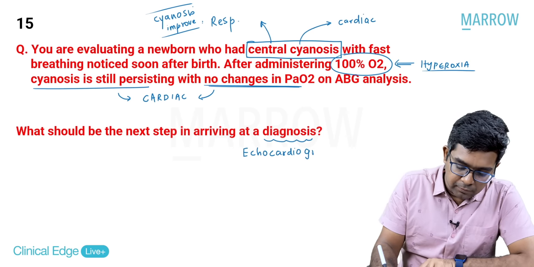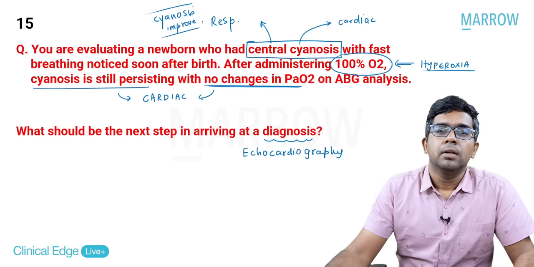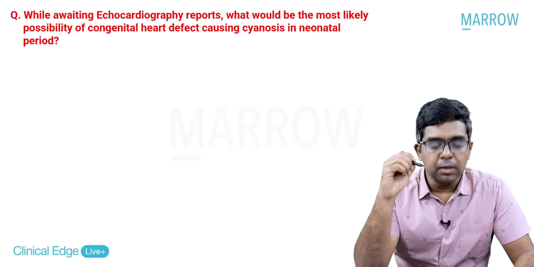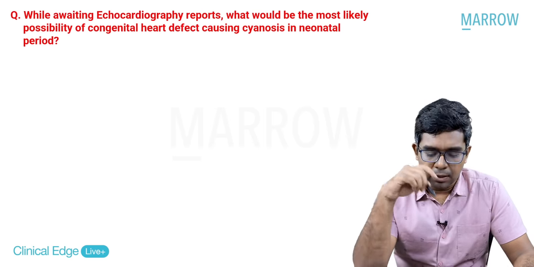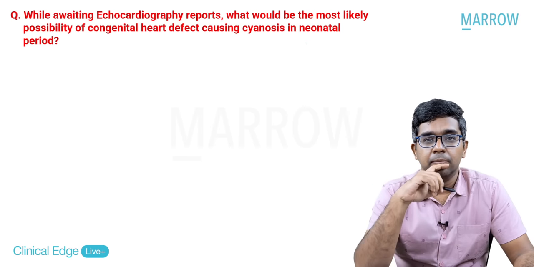Echocardiography will help me to arrive at a diagnosis. Okay, right. Now, there are many cyanotic congenital heart diseases. Look at the next part of the question. While awaiting echocardiography reports, what would be the most likely congenital heart disease I would be thinking of, which caused cyanosis in the neonatal period?